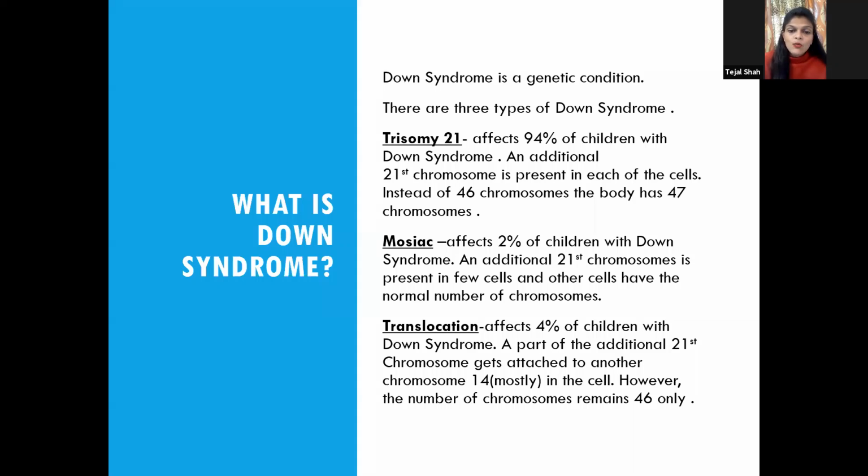Whereas in mosaic, which affects only around 2% of children with Down syndrome, only a few cells are affected in the body. And in translocation, it affects just around 2 chromosomes. Sometimes it also passes, and in translocation we sometimes don't see the features, because it's really mild. The 21st chromosome generally gets attached to another chromosome, which is mostly the 14th or the 9th chromosome. So what exactly do the chromosomes look like?